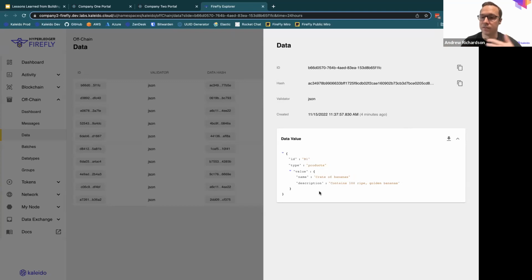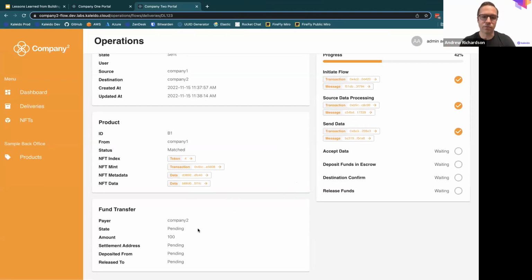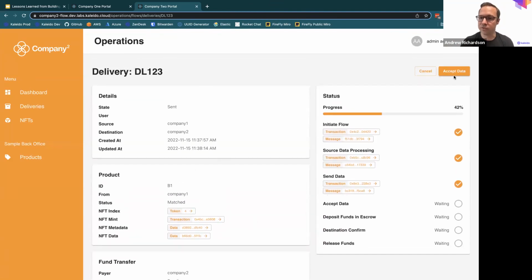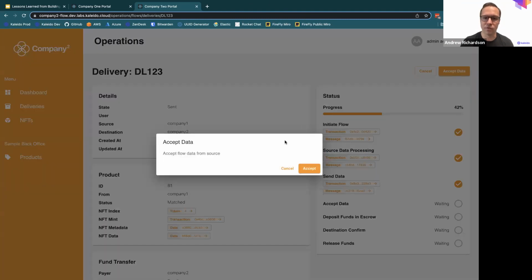I can verify, yes, this is the shipment I expected. All of that looks right. This price of 100 tokens seems correct. So I'm going to accept and say that, yes, I'll go ahead and authorize 100 tokens to be deposited and kind of move this flow along.